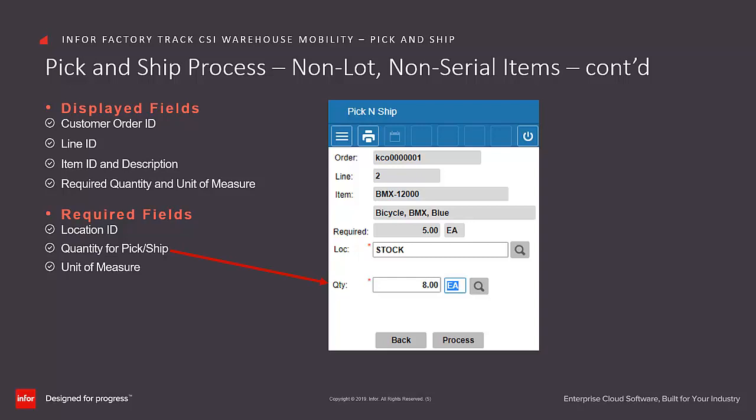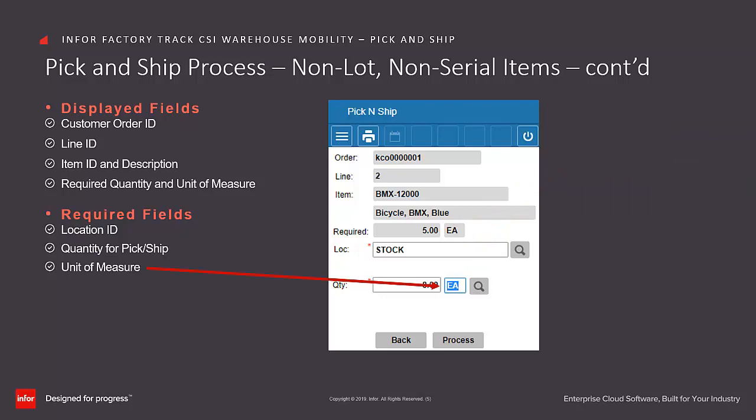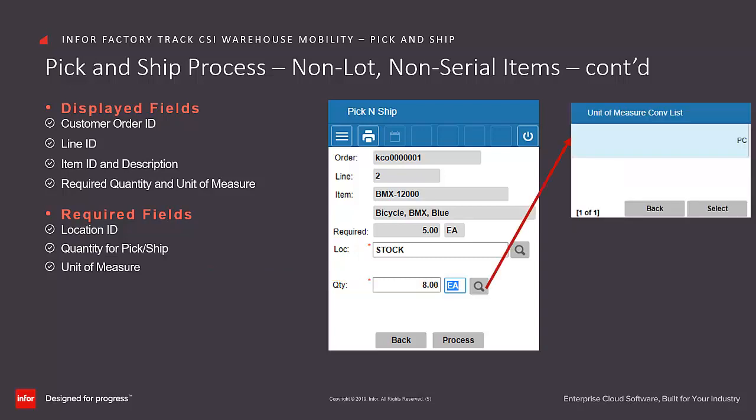If the parameter settings on the transaction set maintenance form for allow overship is disabled, Factory Track displays an error if the quantity entered exceeds the required amount. If the parameter settings on the transaction set maintenance form for allow alternate units of measure is enabled, this field will be enabled to allow user to enter, search or select an alternate unit of measure. Factory Track will default the unit of measure as specified on the customer order. Click on Process to continue.